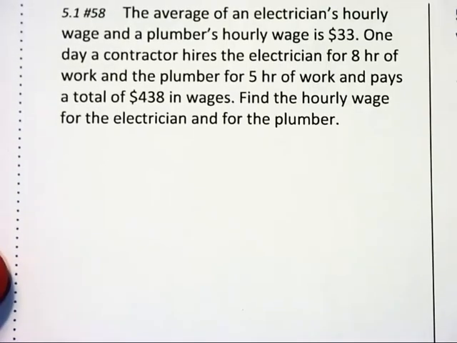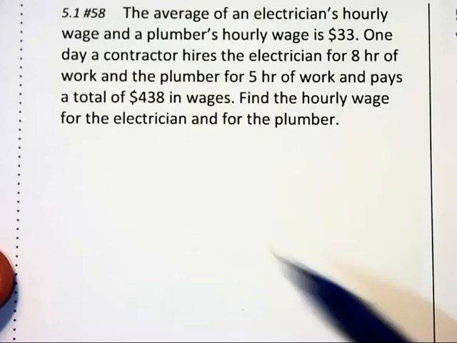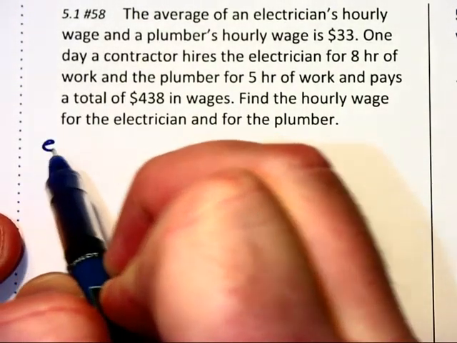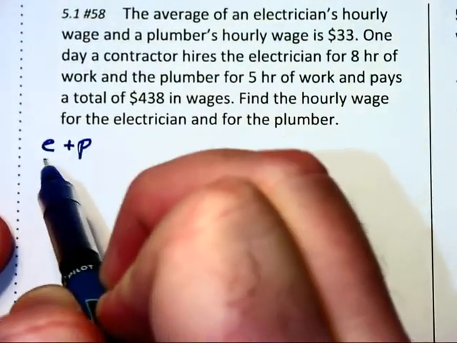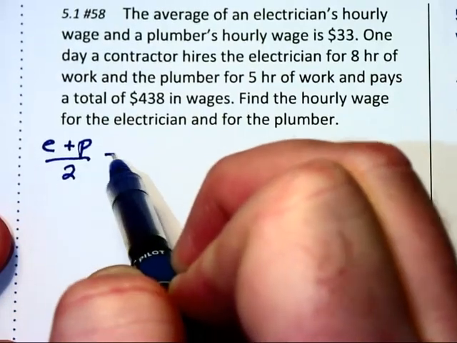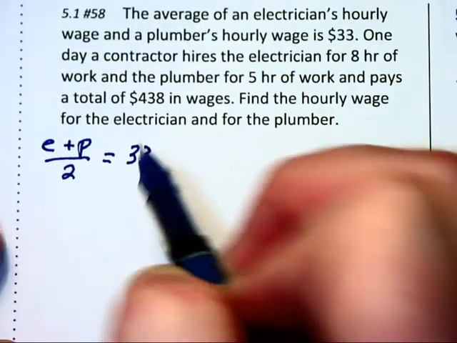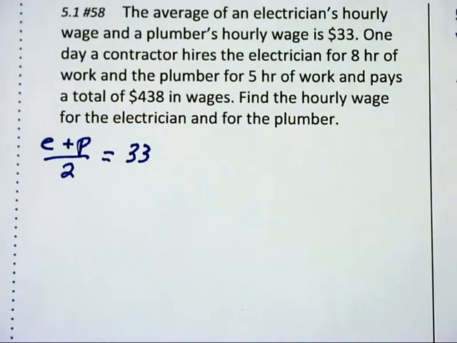The average of an electrician's hourly wage and a plumber's hourly wage is $33. Average means we're going to be adding these up and dividing by 2. So electrician plus plumber, their wages divided by 2, equals $33. That's a pretty straightforward equation.